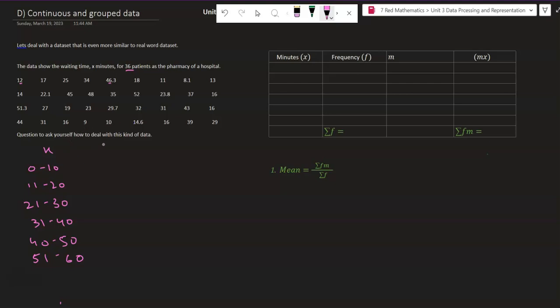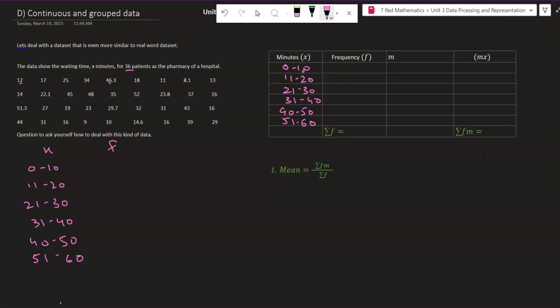So let's do this. We are going to write the frequency, so we have to make a range, and this is what we are going to do here. We have 1 to 10, 11 to 20, 21 to 30, 31 to 40, 41 to 50, and 51 to 60. There you go. So we have the ranges of x. Now we have to find out the frequency.